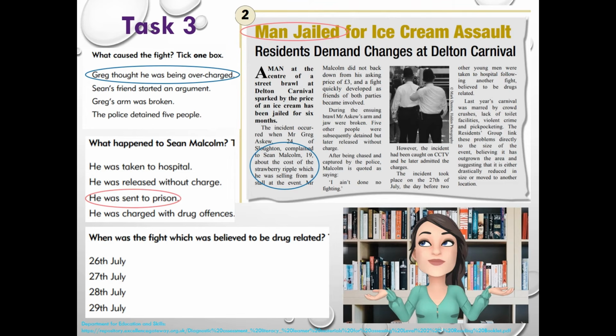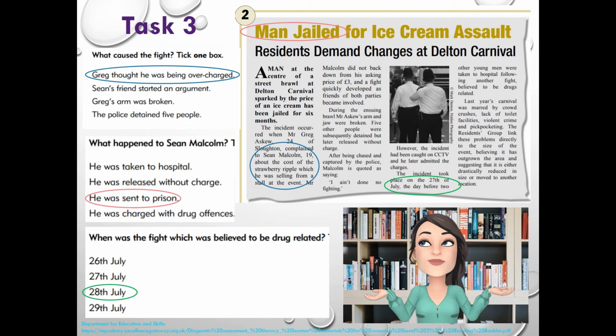We get bogged down with looking in the main body of the text, and if you can't find an answer there, always check titles, subtitles, tab bars, side sections. As long as there's text, the answer could be there. And when was the fight which was believed to be drug related? Well, it was the 28th of July.